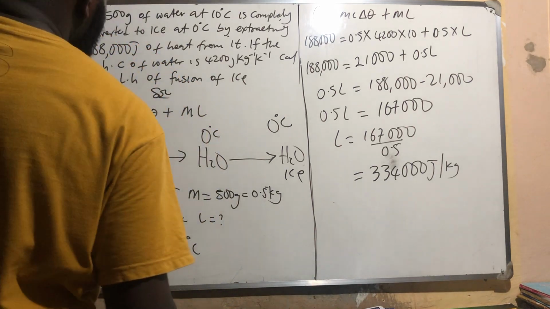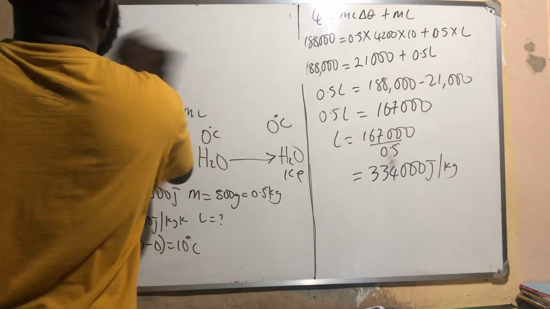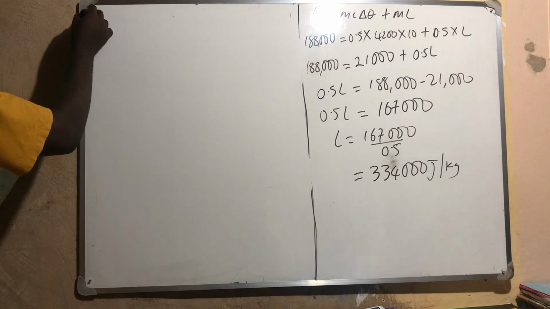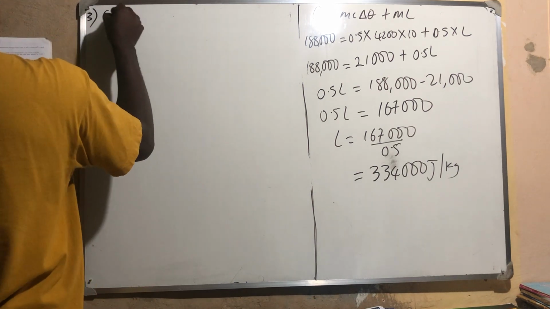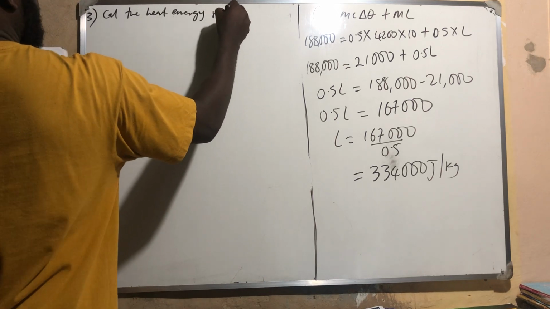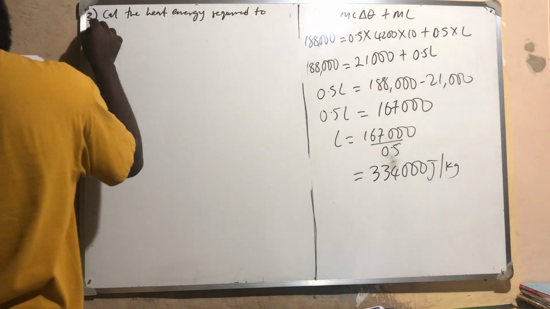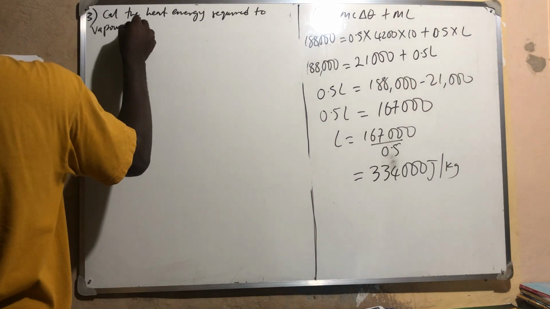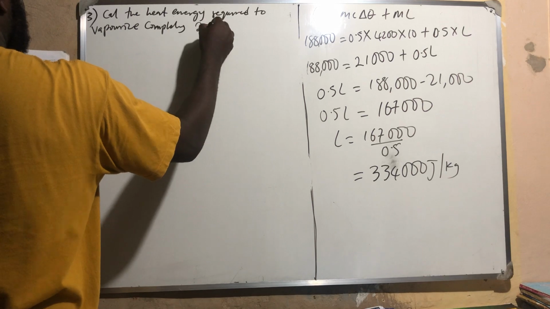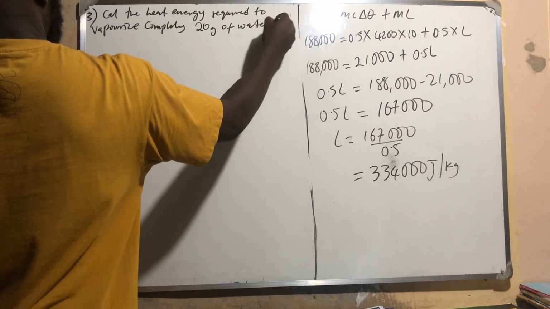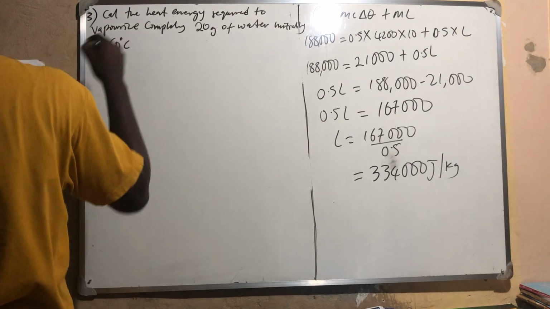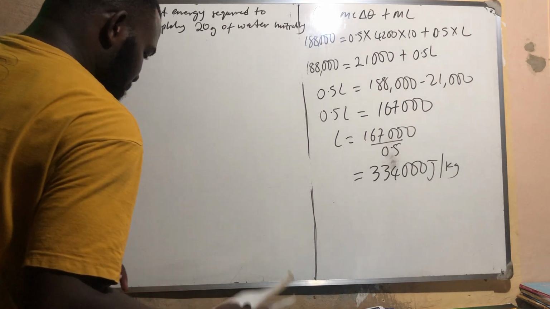All right, very simple question. Question number 3. Right, question number 3 says calculate the heat energy required to vaporize completely 20 grams of water initially at 60 degrees Celsius.